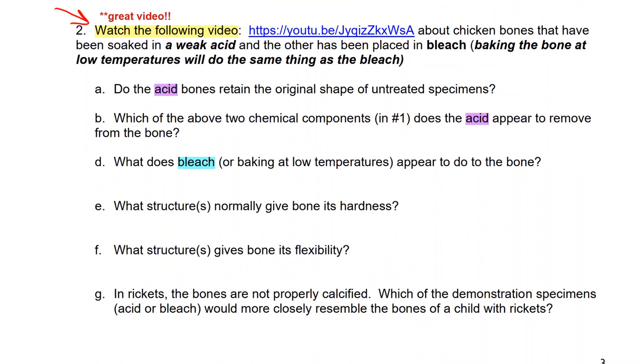This is an awesome video about what happens when you put your bones in a couple of different conditions. There's going to be some information about what acid does to your bones, and a couple of questions about that, and then what bleach does to your bones. I've highlighted those words in different colors so you understand that there are two opposite reactions happening with those two chemicals. And the video does a great job of explaining that stuff.